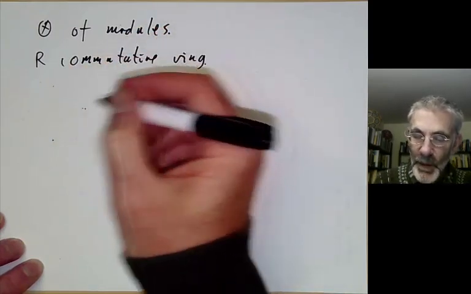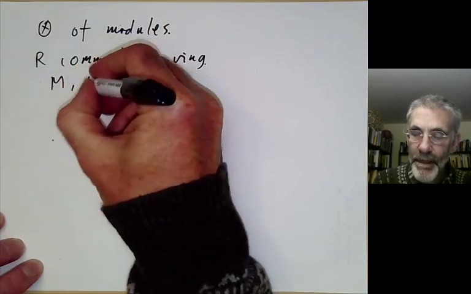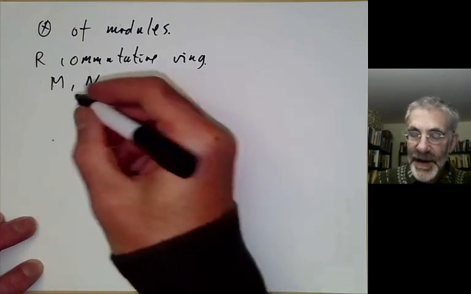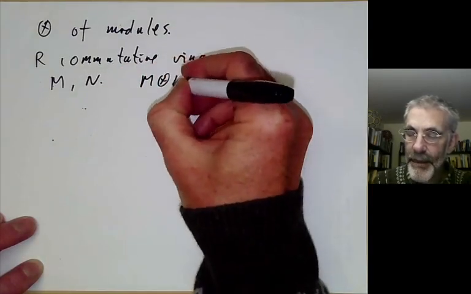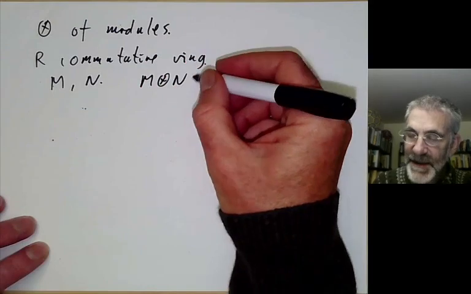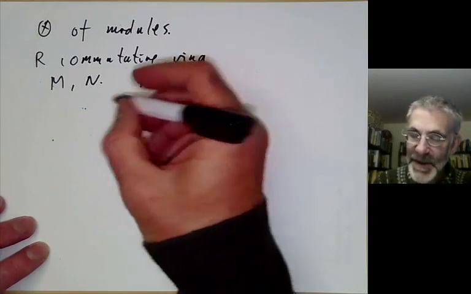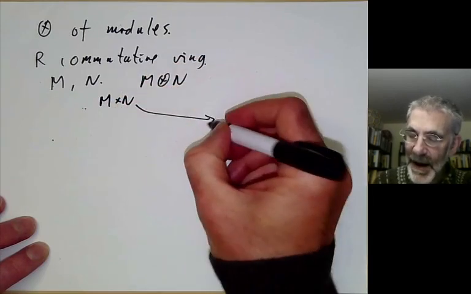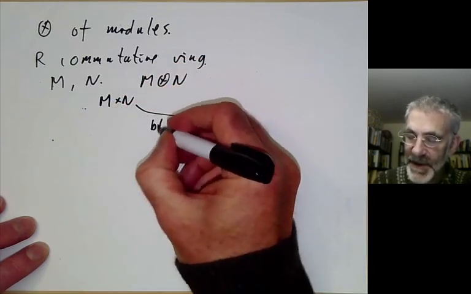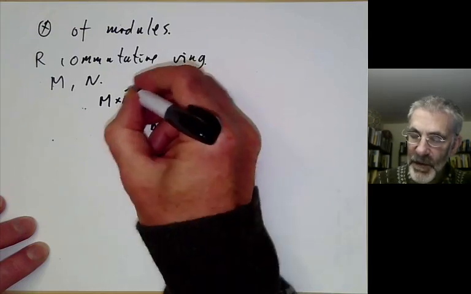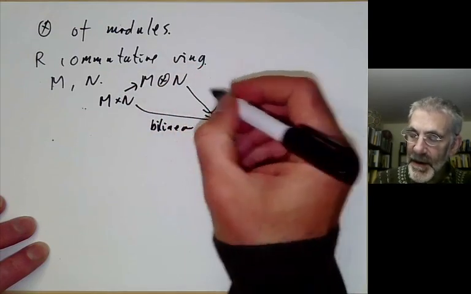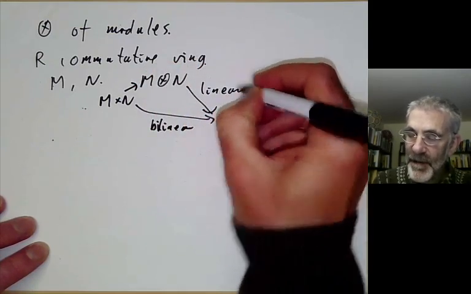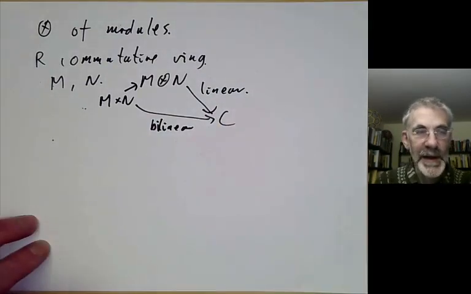So what we want to do is we've got two R modules, M and N, and we want to have a tensor product which classifies bilinear maps from M times N to some other module. So if we've got a bilinear map from M times N to C, this should factorize via a linear map from M tensor N to our module C.